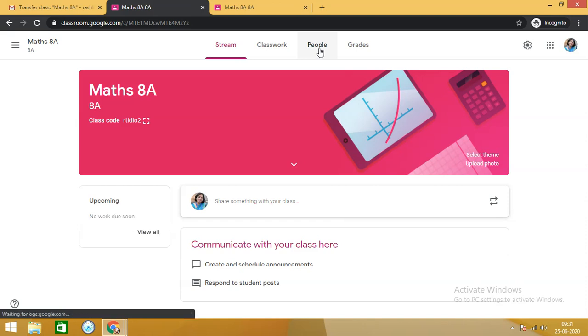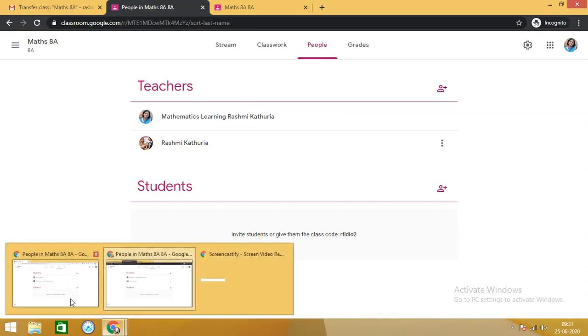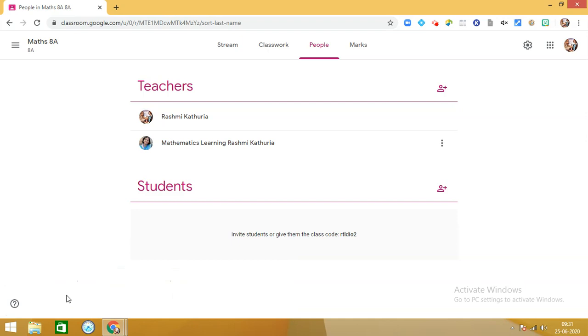And now, if you see the People tab, you will find the other teacher has joined and the ownership rights have been transferred.